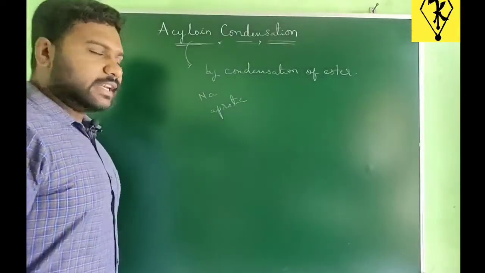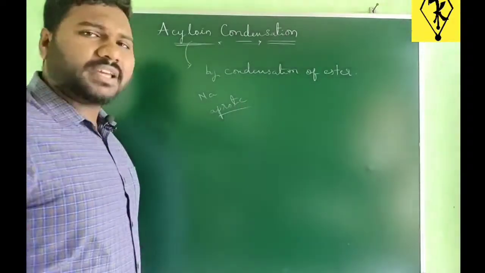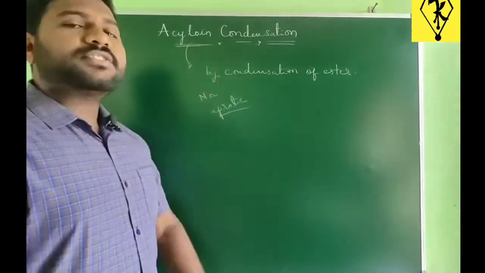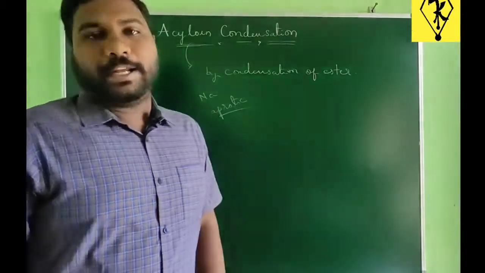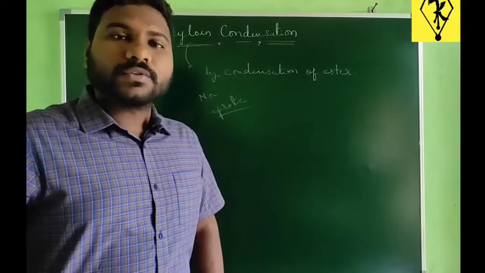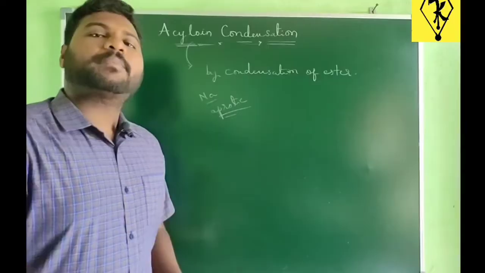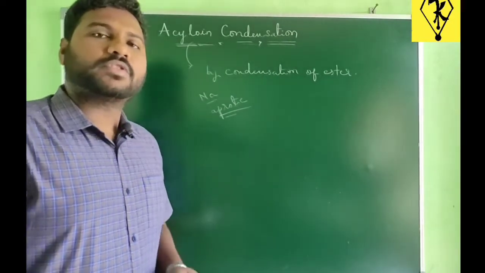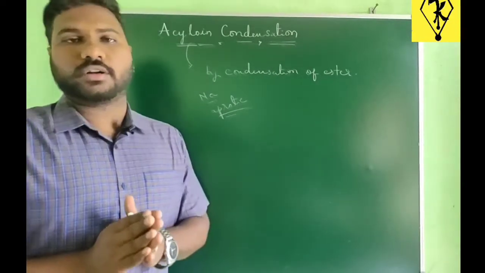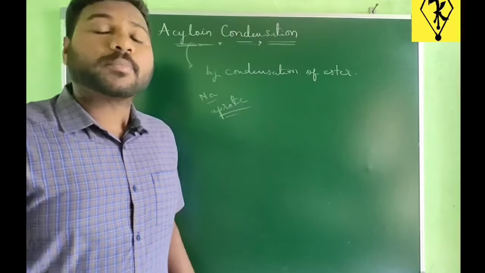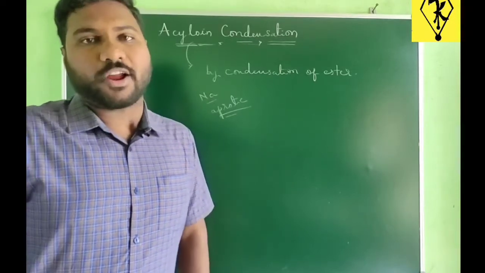So what is the nature of the solvent? Aprotic solvents or inert solvents we used to call. And acyloins are nothing but alpha hydroxy ketones. Alpha hydroxy ketones are also called acyloins. We'll represent this equation as follows. So the starting reactants are carboxylic esters here and the final products are acyloins or alpha hydroxy ketones.